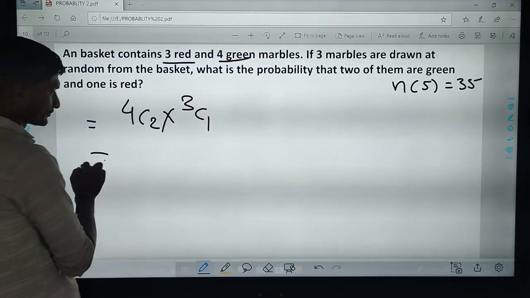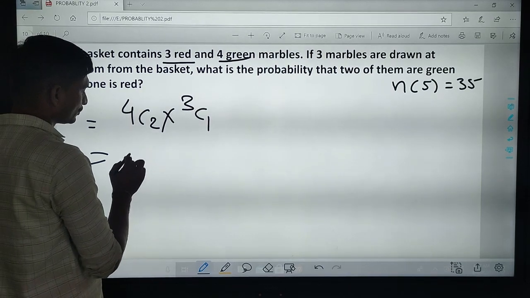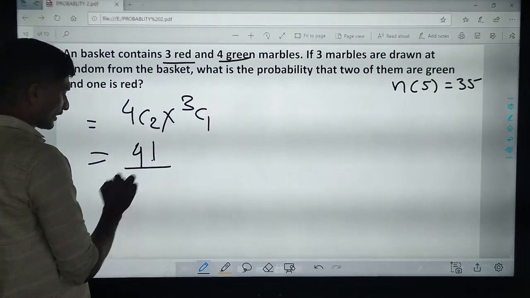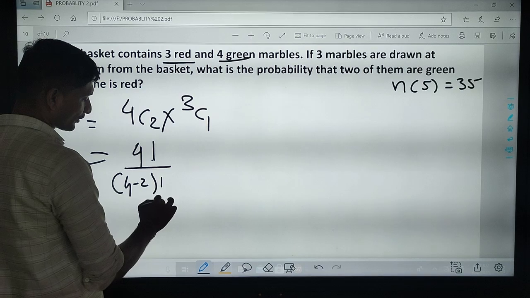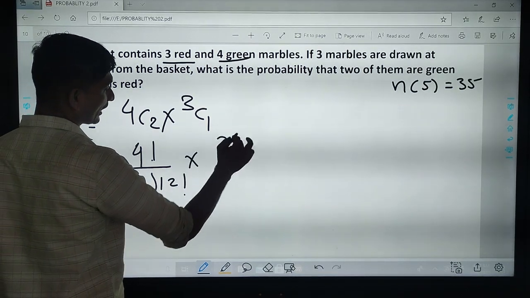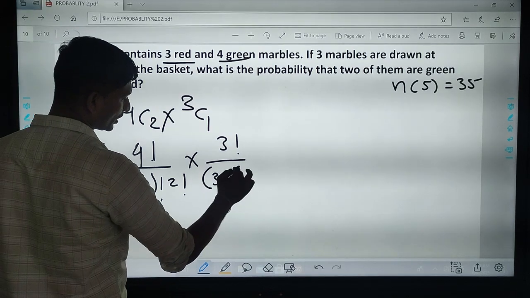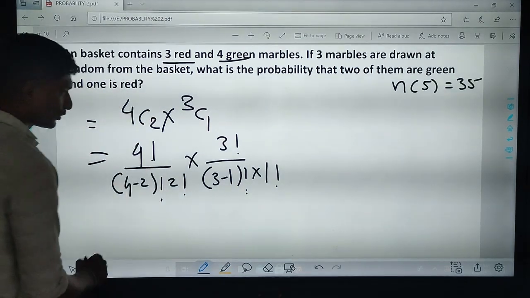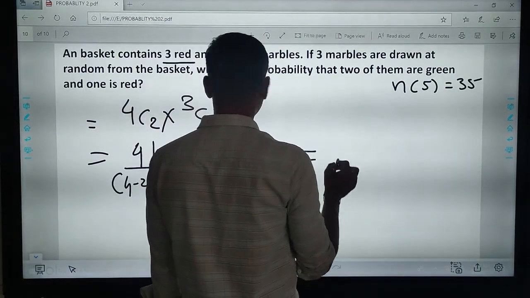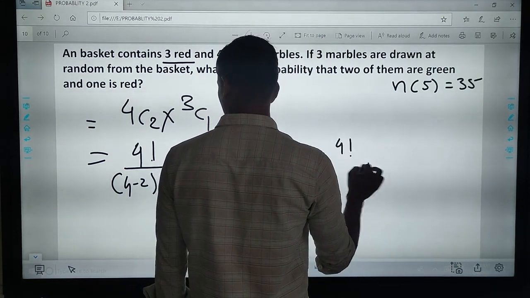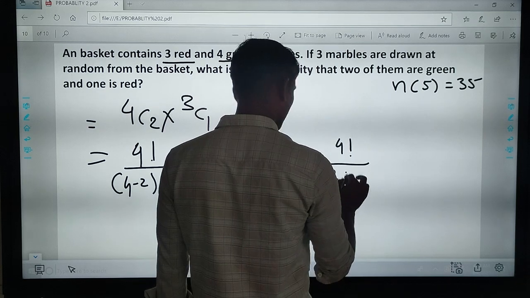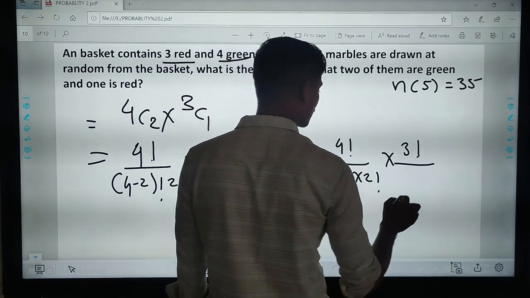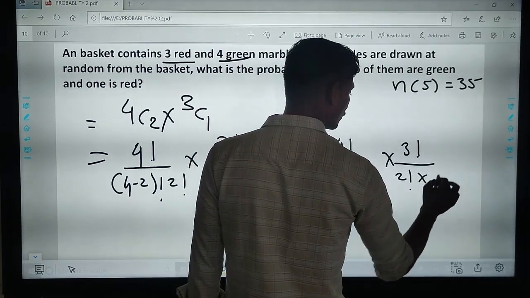Now here we find the value of 4C2. Then 4 factorial divided by 4 minus 2 factorial into 2 factorial, into 3 factorial divided by 3 minus 1 factorial into 1 factorial. Now here we calculate this. 4 factorial divided by 4 minus 2, which is 2 factorial into 2 factorial, into 3 factorial divided by 3 minus 1, which is 2 factorial into 1.